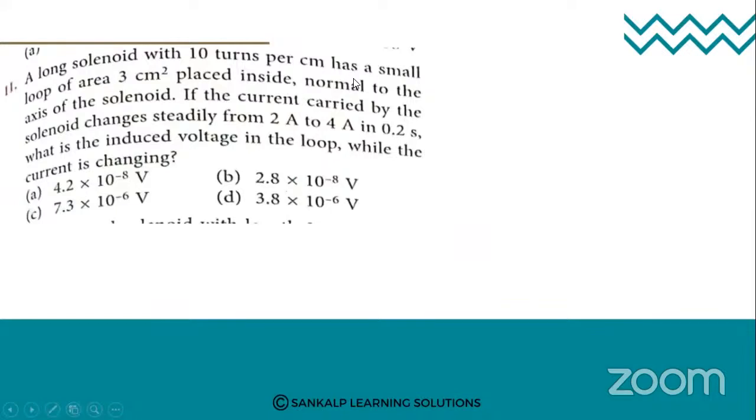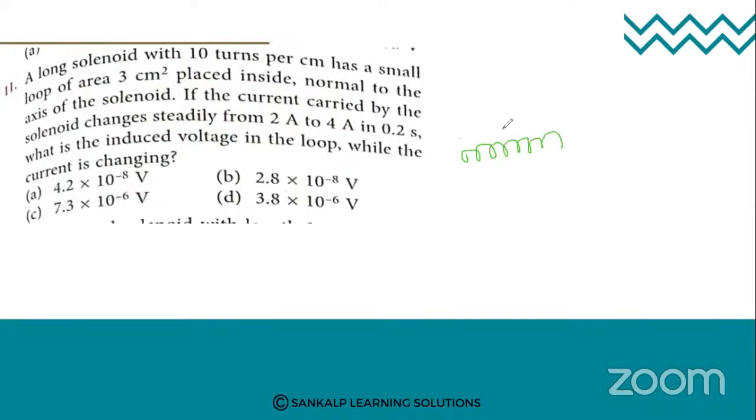So next question, again a calculation is there. You can also try this. See, a long solenoid with 100 turns per centimeter has a small loop of area 3 centimeters square. So you have a long solenoid.